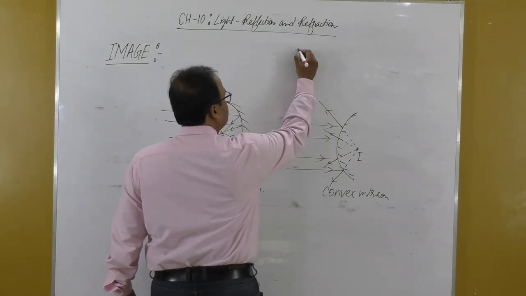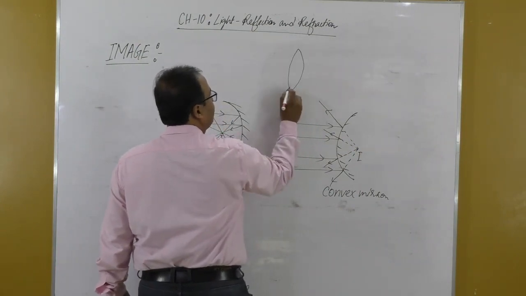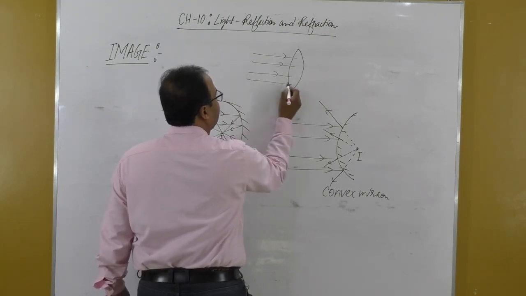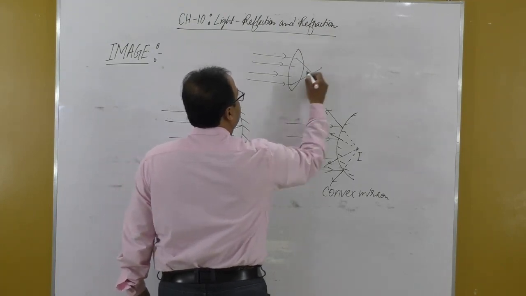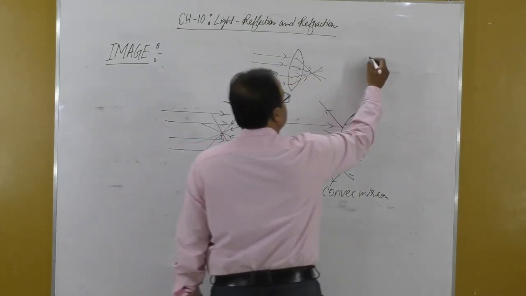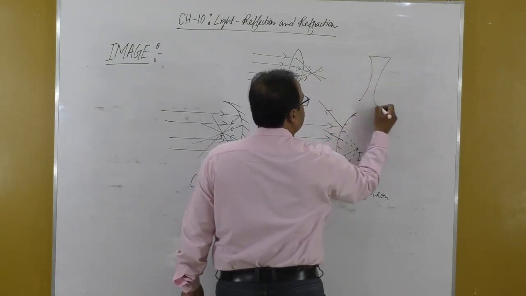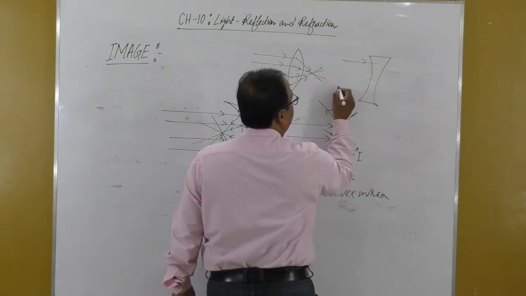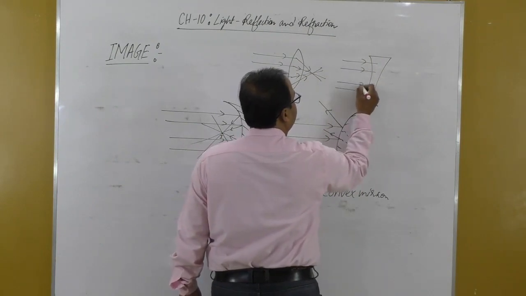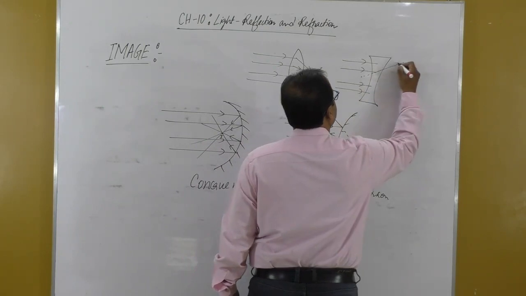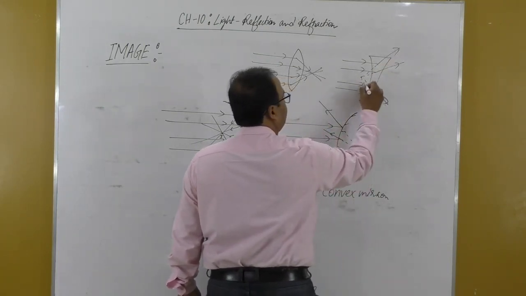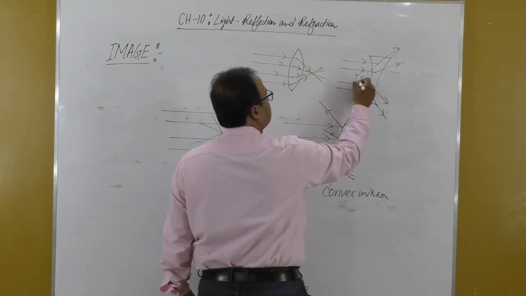Similarly, in case of lens, this one is convex lens. I am allowing a parallel beam of light to pass through the lens. After refraction, the light rays converge at a point. This is another type of lens, concave lens. If I allow a parallel beam of light to pass through this lens, the light rays appear to diverge from a point. This point is called image.